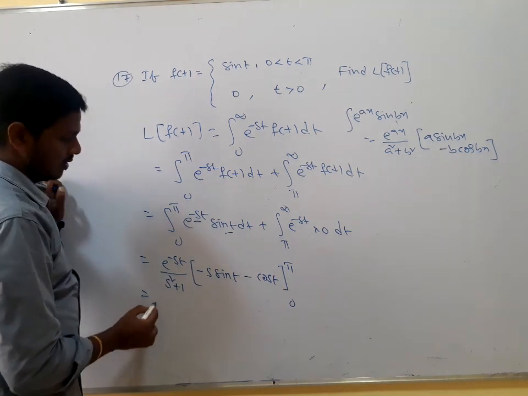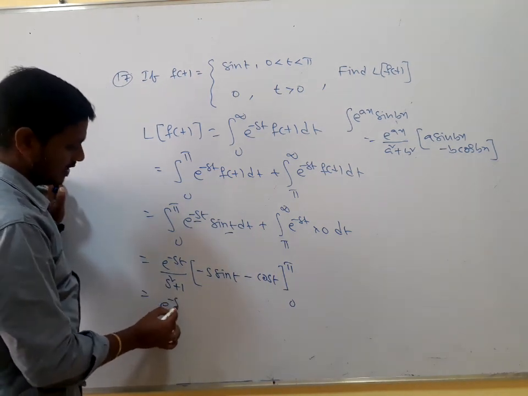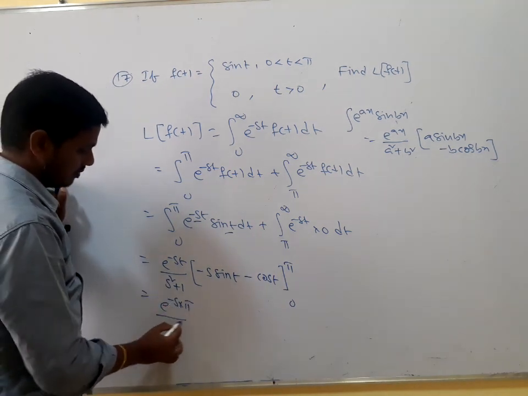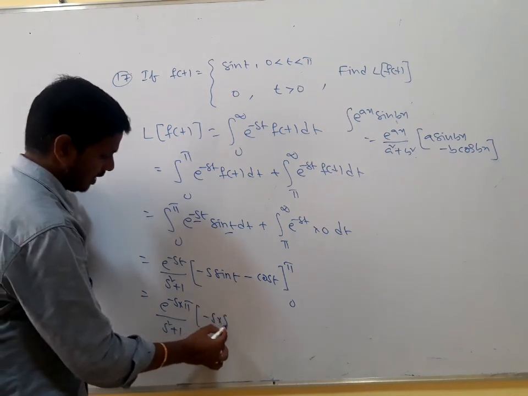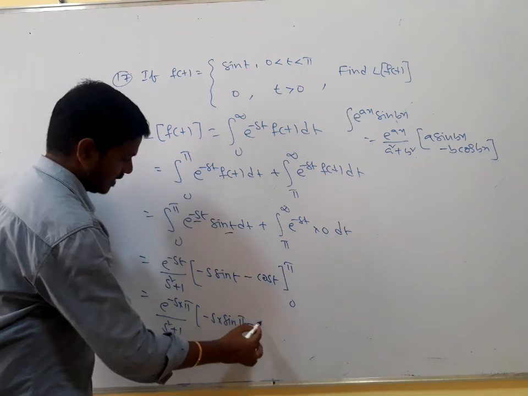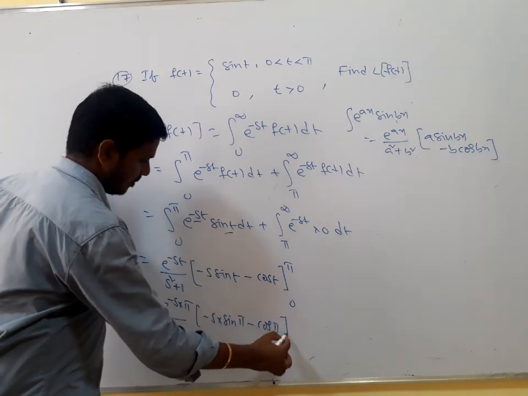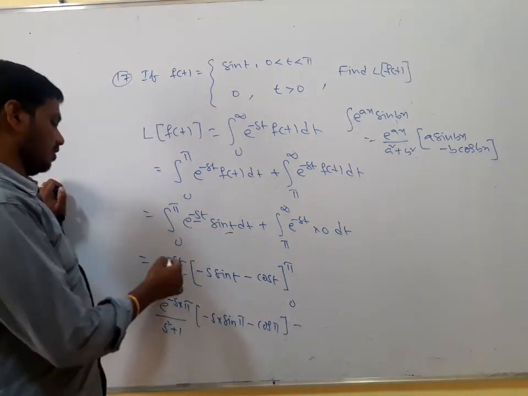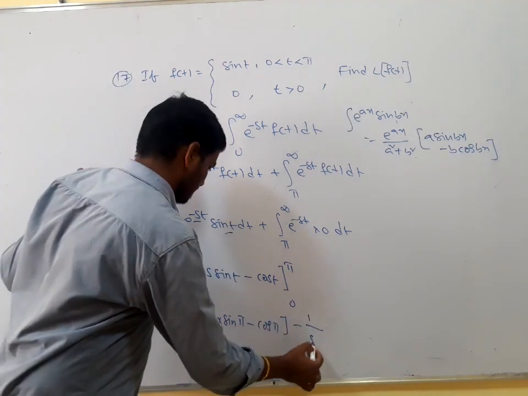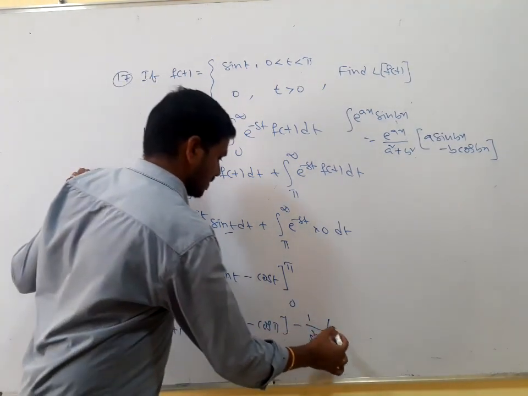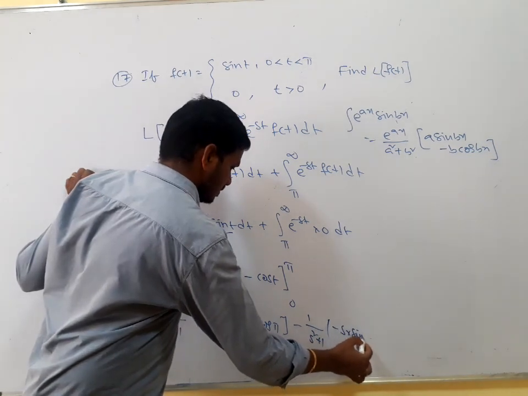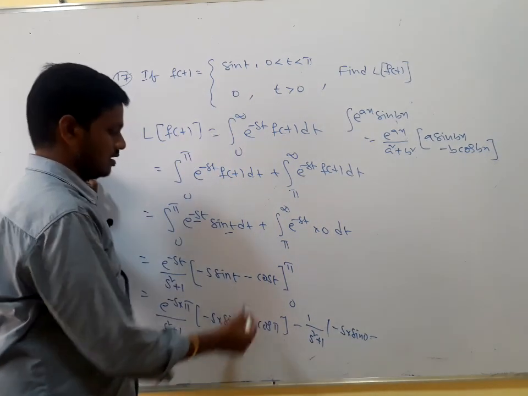Now I am substituting the limits. For the upper limit, e to the power of minus s pi divided by s square plus 1, into minus s sin pi minus cos pi. This is about the upper limit. Now coming to the lower limit, e to the power of 0 is 1 divided by s square plus 1, into minus s sin 0 minus cos 0.